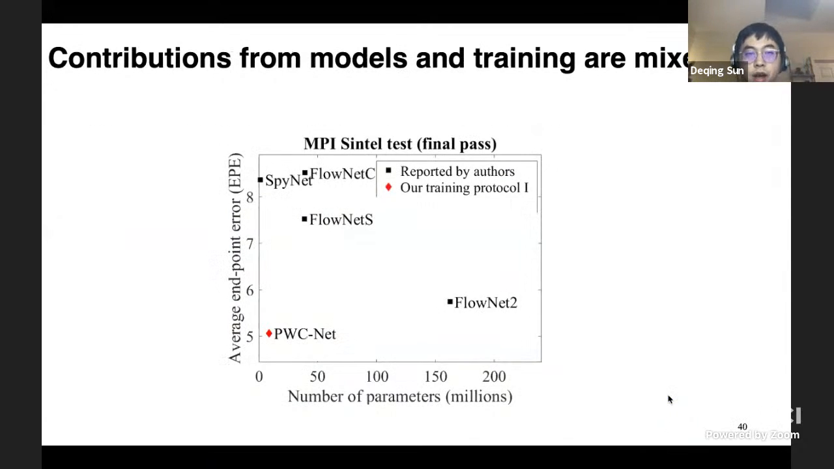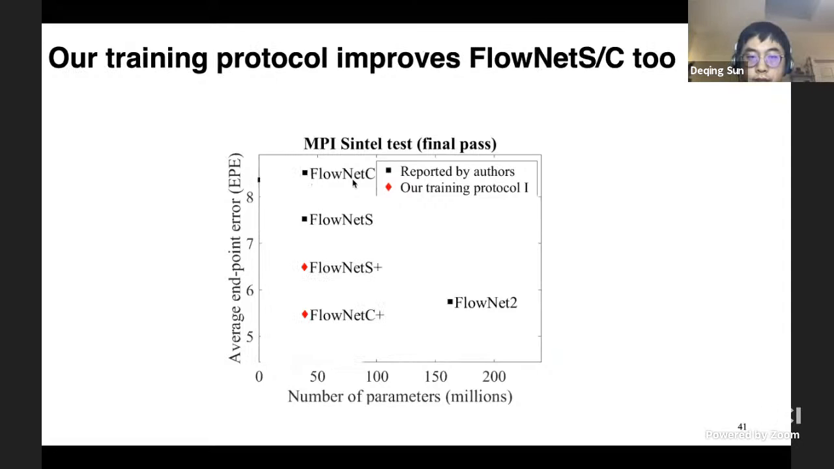When we compare with all the published methods, every method was implemented or trained differently, and we just compare the final number. We don't know whether the improvement comes from the model or from the difference in training details. And so to answer this question, we take 2 networks, the FlowNet networks, and retrain them using the same training procedure as for PWC-Net, and we observe a significant performance boost.